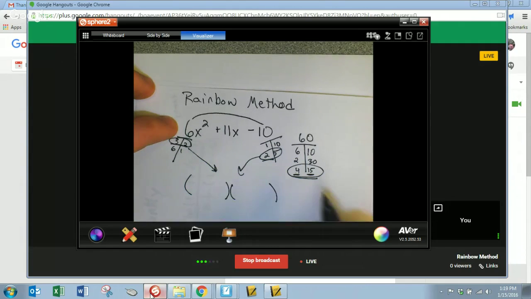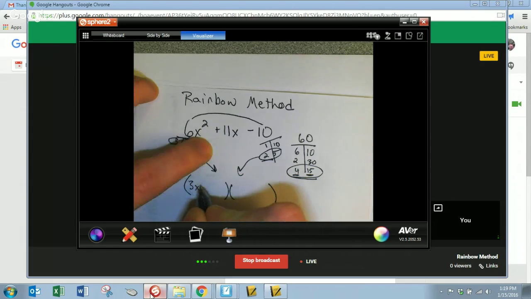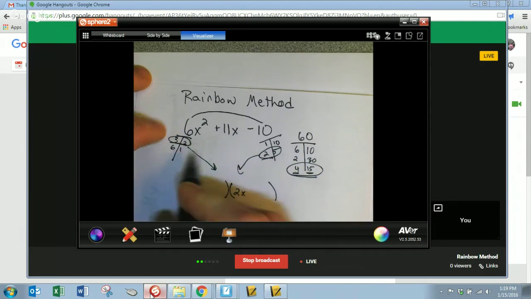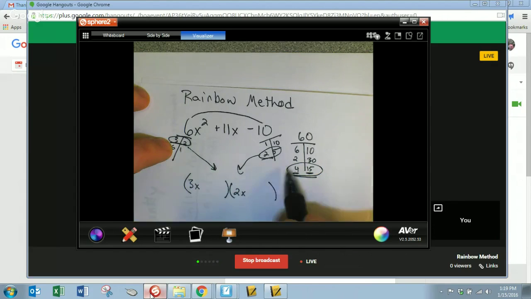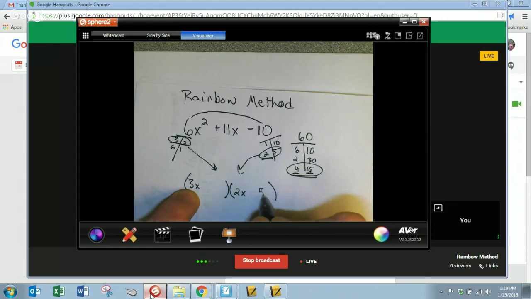We'll say 3 and 2 go in the first spots with the x, because the 6 had the x squared, and 2x. Now remember I took 3 times 5 over here. So 3 and 5 have to go in the opposite ones, because if I were to FOIL this out, I never multiply these together. That leaves 2 inside here.